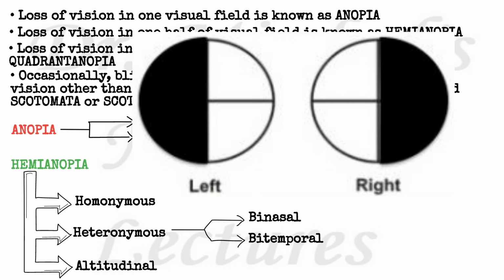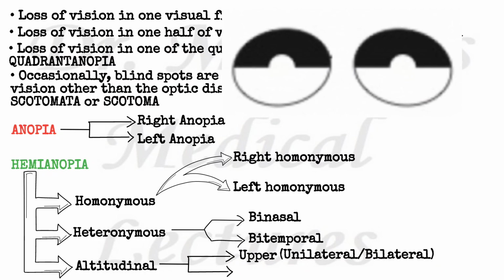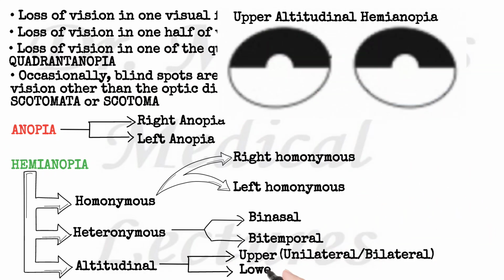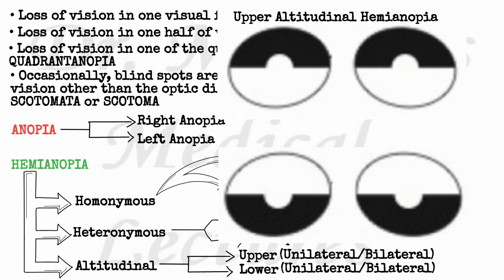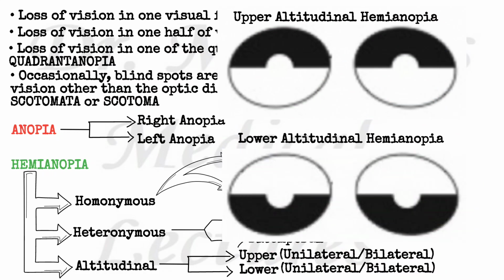Now next is altitudinal hemianopia. It may be upper altitudinal hemianopia or lower altitudinal hemianopia, and it may be unilateral or bilateral. This defect is typically seen in ischemic optic neuropathies.